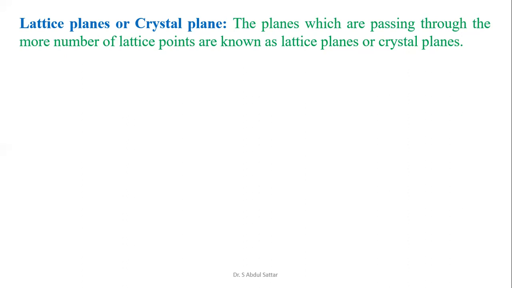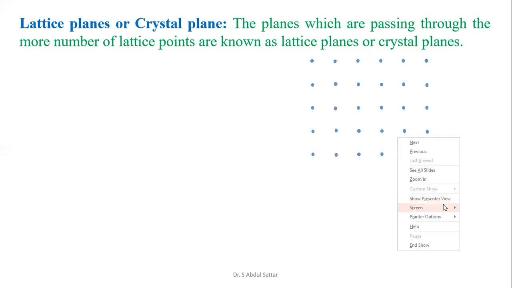We know in the crystal, the atoms are arranged in a periodic manner. So if you locate the imaginary positions of all atoms or molecules in a crystal in the space, the resultant is known as space lattice. Now I will show the two-dimensional space lattice. So this is the two-dimensional space lattice. So the planes passing through these lattice points are the lattice planes or crystal planes.